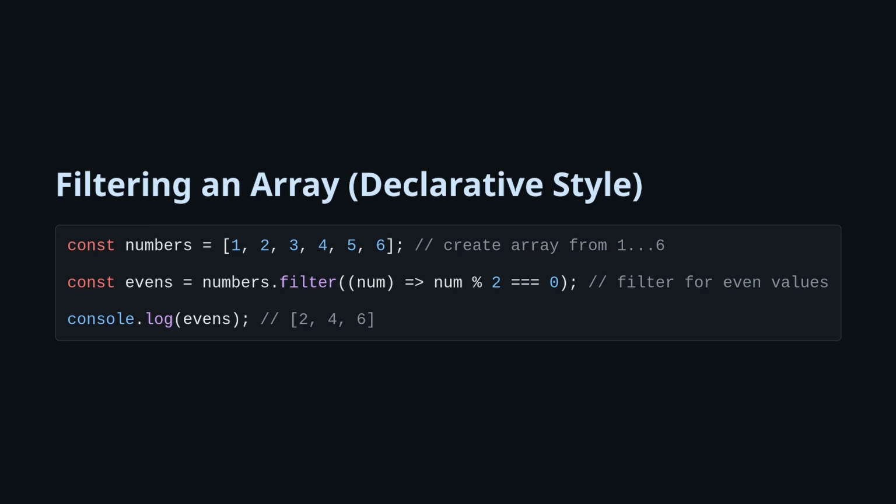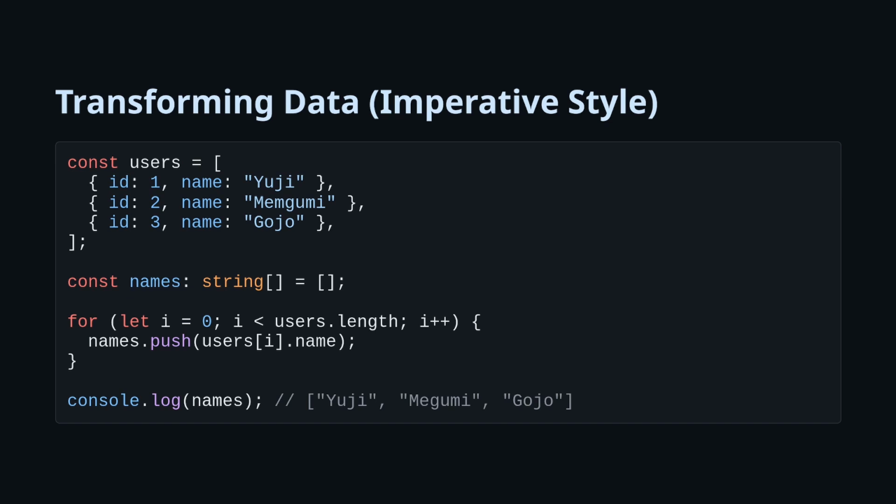So now let's look at another example. Let's transform data in an imperative style. Let's take the users array as an example. It consists of 3 objects with an ID and a name. Now let's also create the names array where we want to store all the names. Now we need to iterate over the users array and push the name to the names array. And after that, we console log.